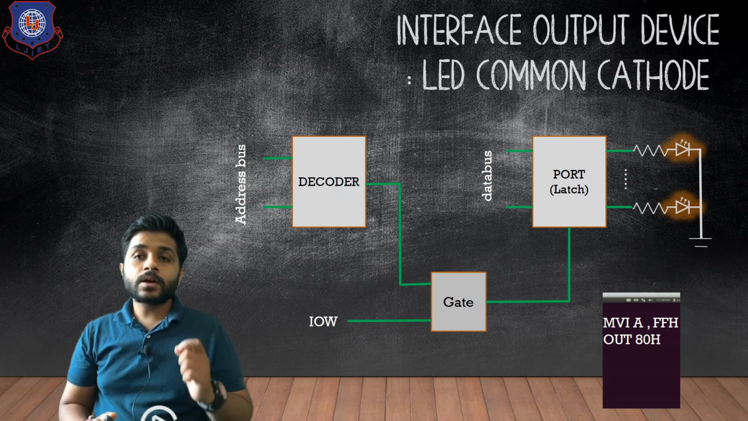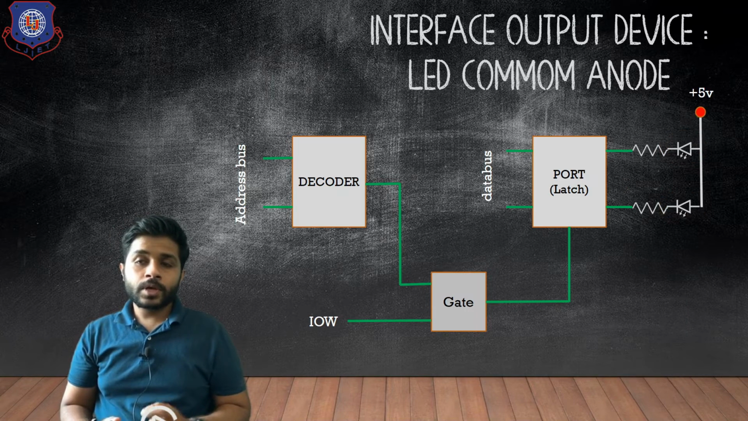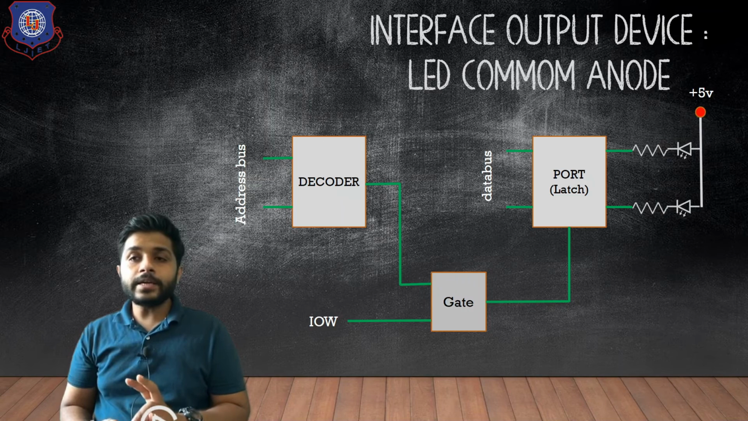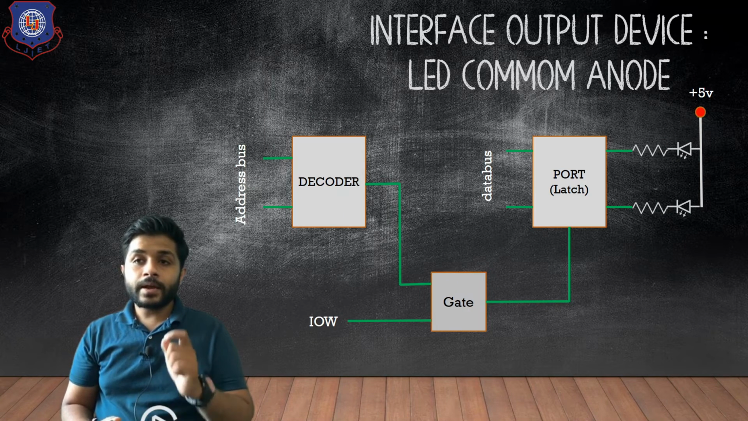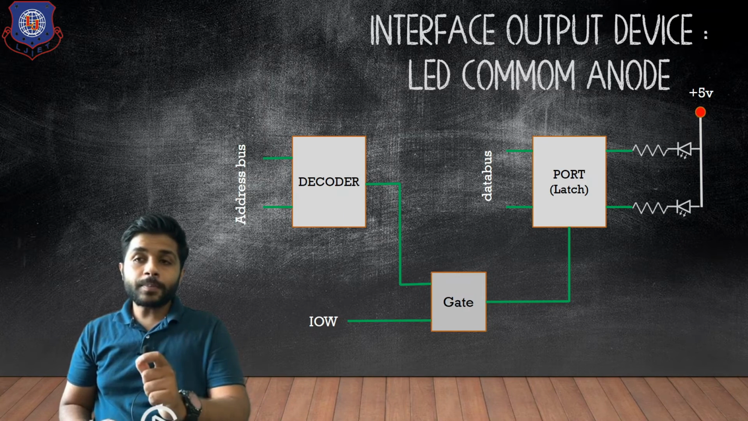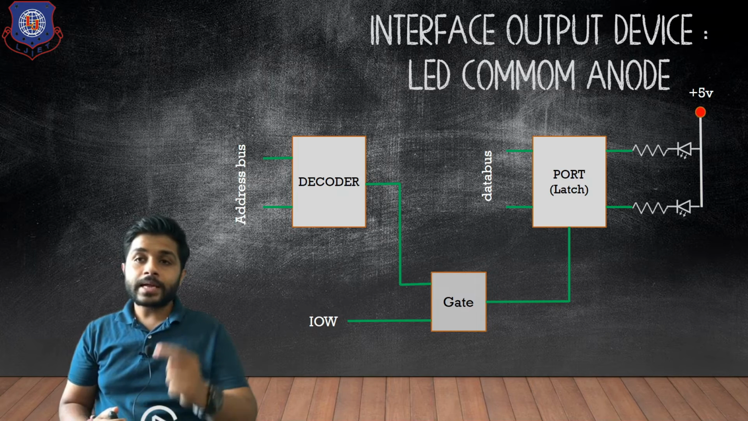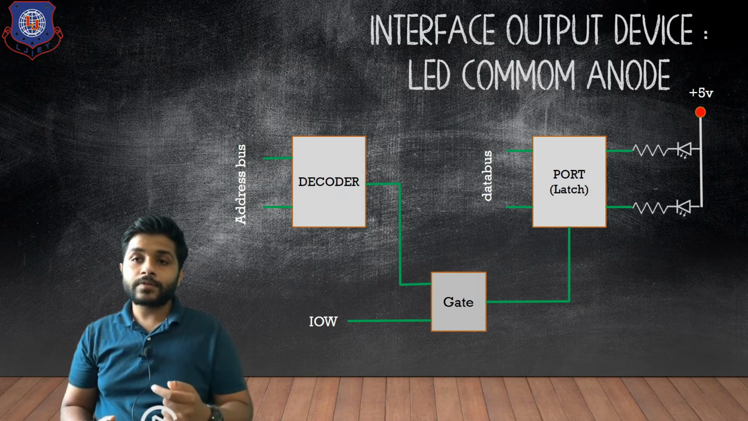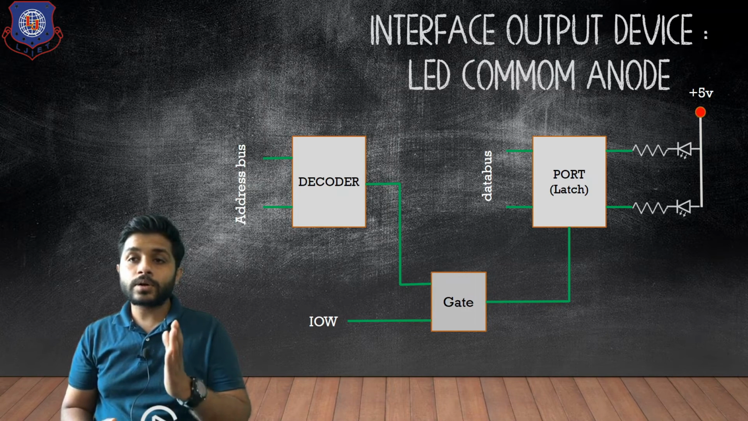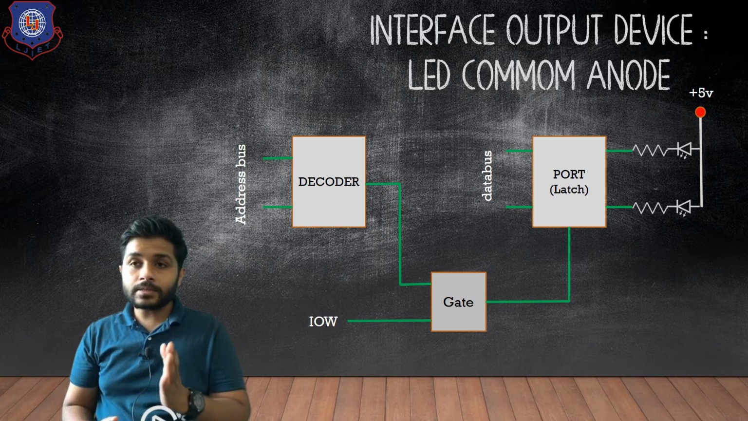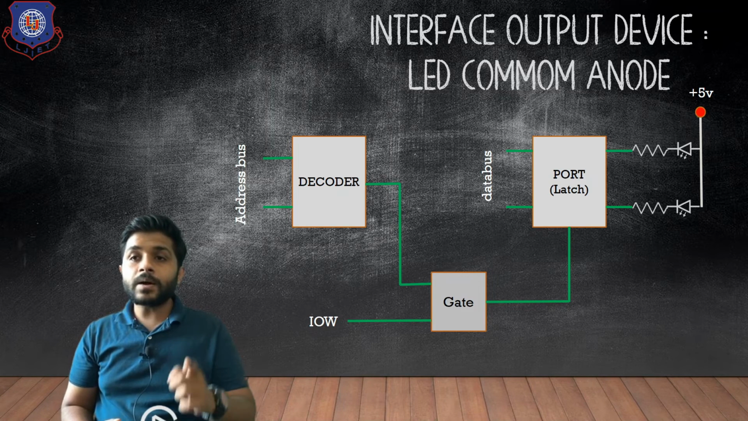Now let's see the common anode configuration. You can see that the direction of the LED is flipped and now the anode part of the LED is connected common. You can see that the anode part is connected to 5 volts and the cathode part is different. So in this example, if we want to glow all the LEDs, in that case we have to send 0 data. When we send 0, the path will be completed in the LED and the LED will glow.